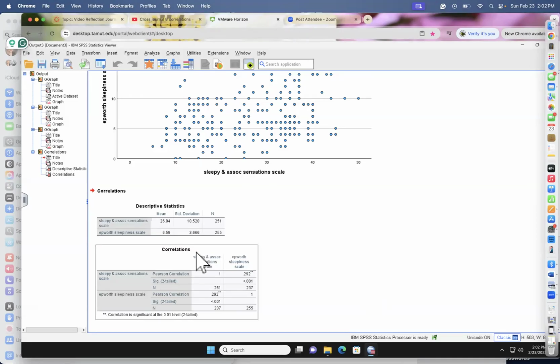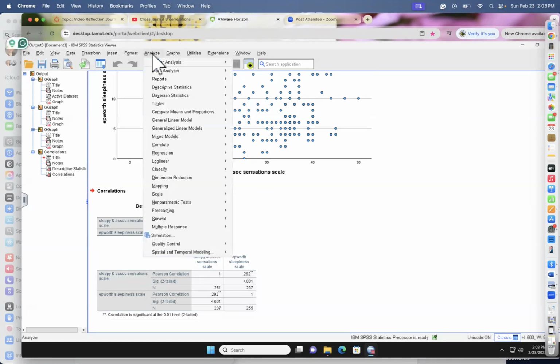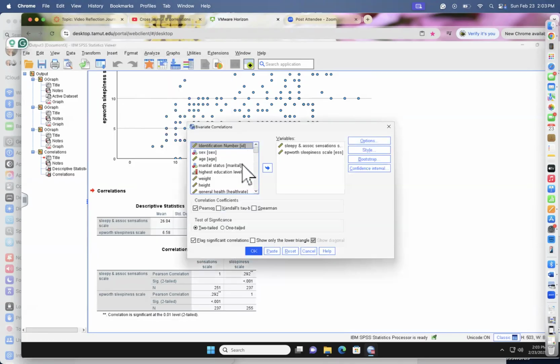Now we need to use our syntax to assess the correlation between the Epworth sleep scale and each one of them that make up the SAS. So I'm going to go up here to analyze. I'm looking at them individually. I'm not looking at the whole SAS and the whole ESS. I'm looking at the individual SAS elements. So I'm going to go up to analyze, go to correlate again, and go to bivariate.